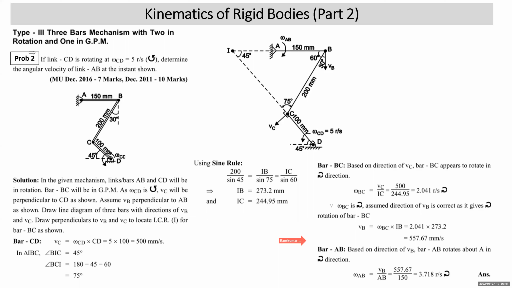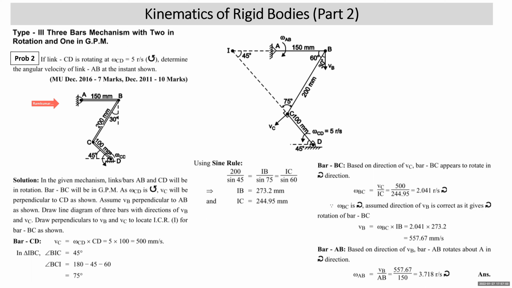Now we'll take one more problem of type 3. If link CD is rotating at omega CD of 5 radian per second anti-clockwise, determine the angular velocity of link AB at the instant shown. Students, you can see that AB is in rotation since it is connected to an external hinge at A. Bar CD is in rotation since it is connected to an external hinge at D.